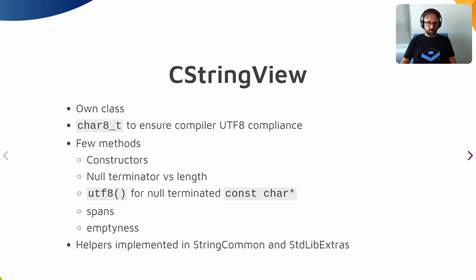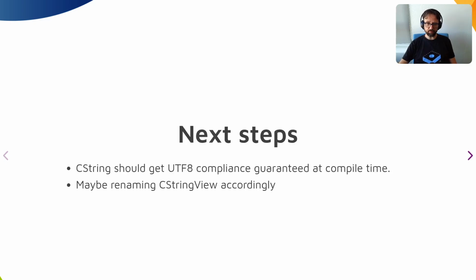So in the end, we have StringView, which is its own class, containing char 8 to ensure the UTF8 compliance in compile time. It doesn't have too many methods, just constructors, and it handles properly the null terminator versus the length. It provides a UTF8 method for null terminated const char pointers. It also provides access to spans, and it controls the emptiness and if the string is null, etc. And then we implemented or improved the helpers that we had in string common and std extras.